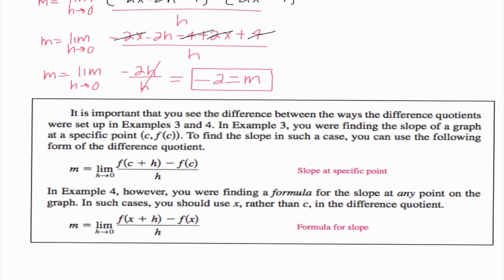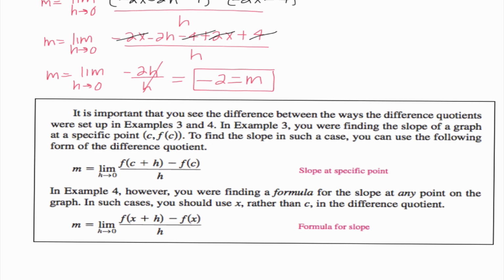Okay, so I just want to point out here the difference between the ways the difference quotients were set up. Okay, in our first one, we put in a specific x value and that found the slope at a specific point. The second one, we found the formula for the slope. If they're asking us only to find the slope at one point, this is the way that we should use. If they ask us for a formula, or we will see that there are problems that ask us to find like 3 slopes at 3 different points, I would find the formula and then just be able to work backwards and substitute in.